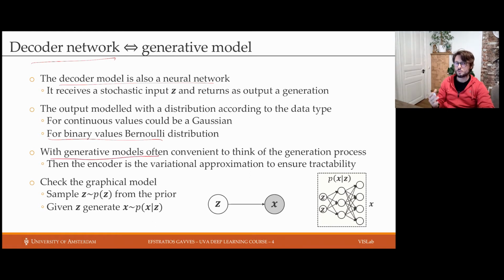With generative models, it's often convenient to think of the generation process. I mean, that's why we call them generative models. So in that case, we start from our prior variable z, which can be our unit Gaussian, and then given this z, we can generate every other variable afterward. In that case, the encoder is separate, it's not part of this graphical model, but is the variational approximation to make sure that we can address intractability in this graphical model.